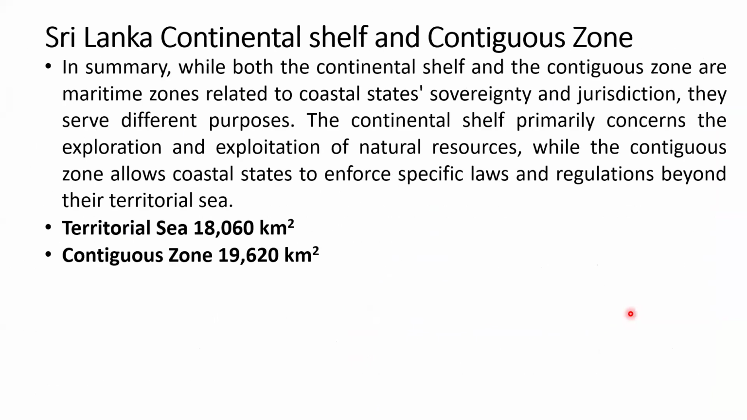Now, in our country, they mention our territorial sea is around 18,060 square kilometers. The contiguous zone is around 19,620 square kilometers, but I couldn't find the amount of continental shelf. Maybe these values are not well defined. The continental shelf primarily concerns the exploration and exploitation of natural resources, while the contiguous zone allows coastal states to enforce specific laws and regulations beyond their territorial sea.